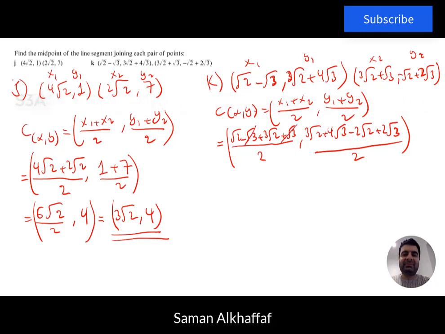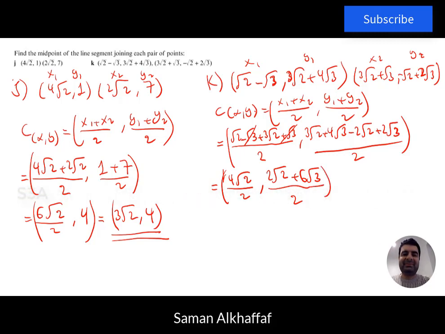Now to simplify these, we would have the root 3s taken away from each other, and we would have 2 root 2 plus 3 root 2, so that would give us 4 root 2 over 2 for the x coordinate, and for the y coordinate, simplifying, that will give us 2 root 2 plus 6 root 3 over 2.